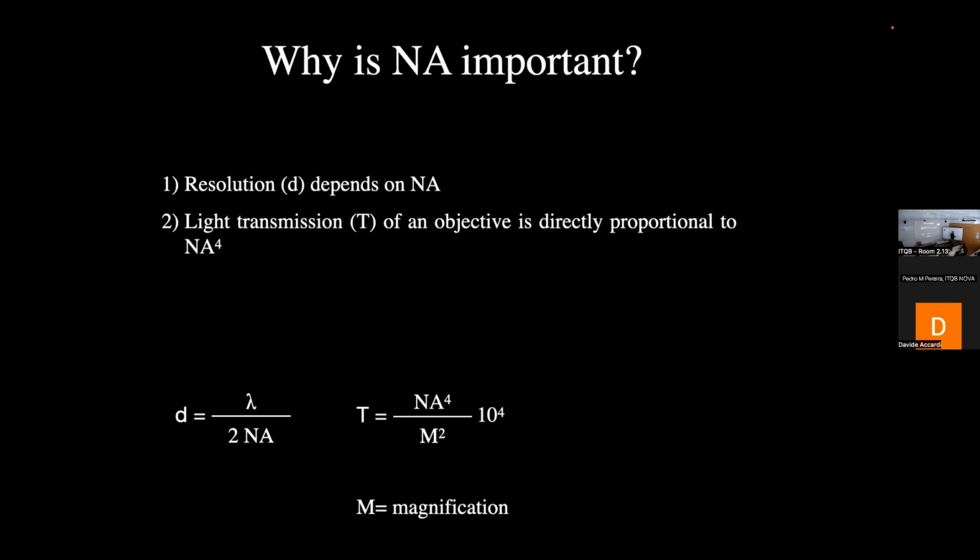Although they might be sufficiently apart to discern them with a 0.45 numerical aperture lens, a small aperture lens. So transmission efficiency is a very important parameter. It's directly proportional to the power of 4 of the numerical aperture and inversely proportional to the power of 2 of the magnification, where M is the magnification here.